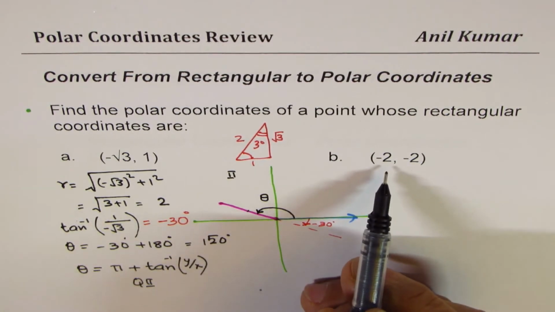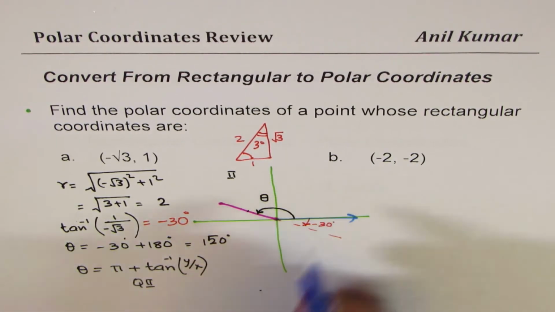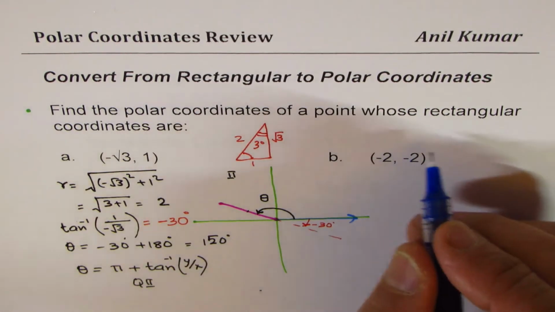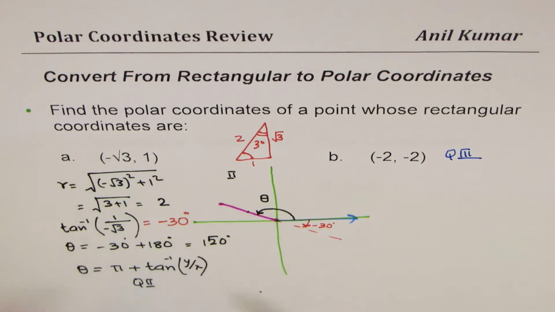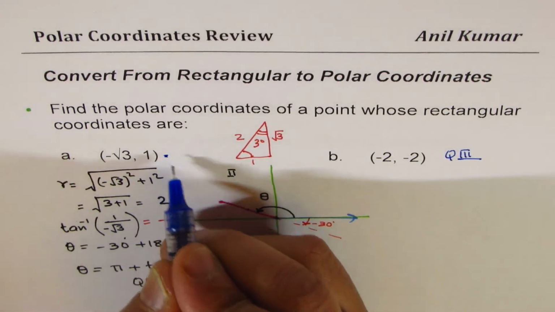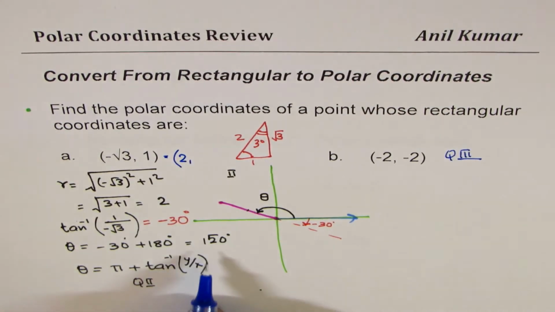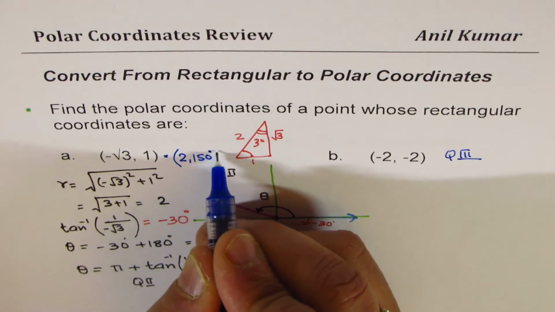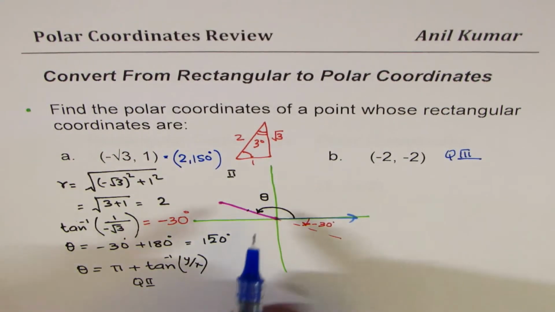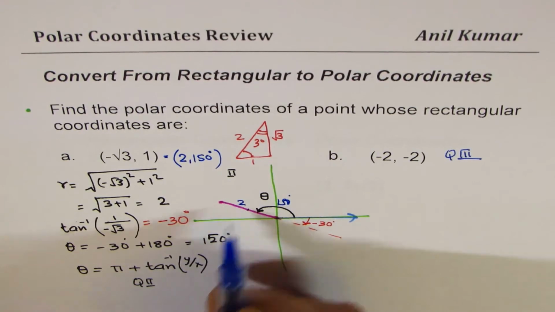Now the second example here is minus 2, minus 2. Minus 2, minus 2 means you are in quadrant 3, so this example is for quadrant 3. Let me first write the answer in r, theta form without jumping ahead. So r is 2 for us and theta is 150 degrees. That is how you convert this.